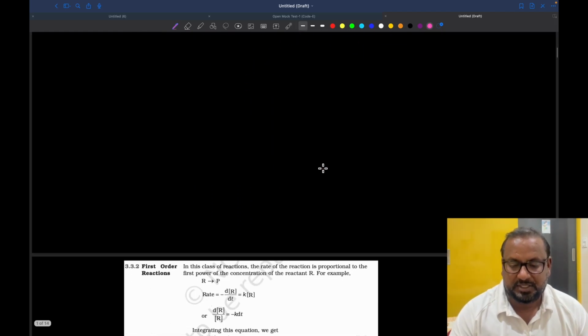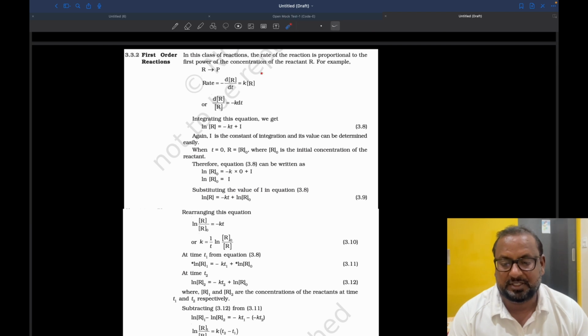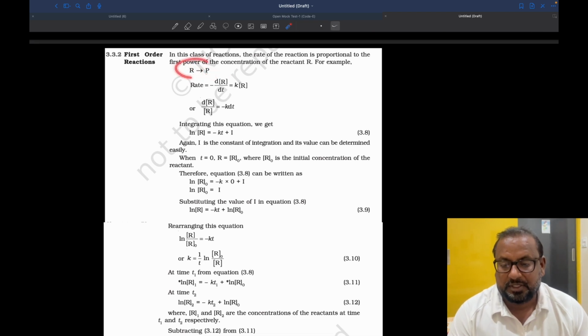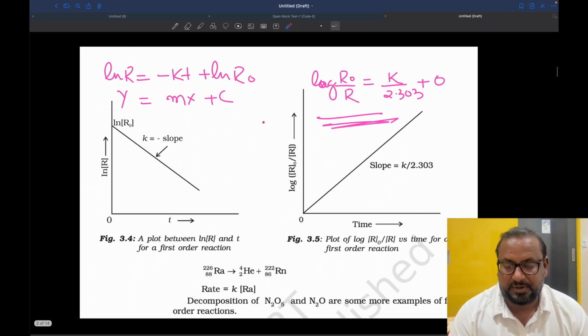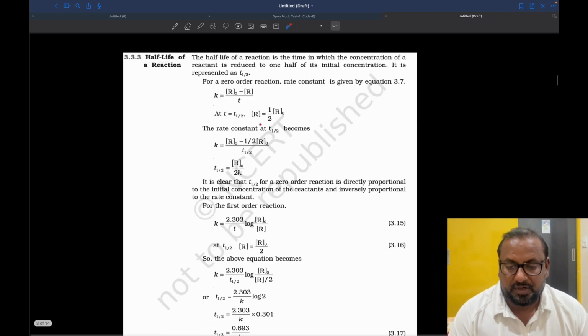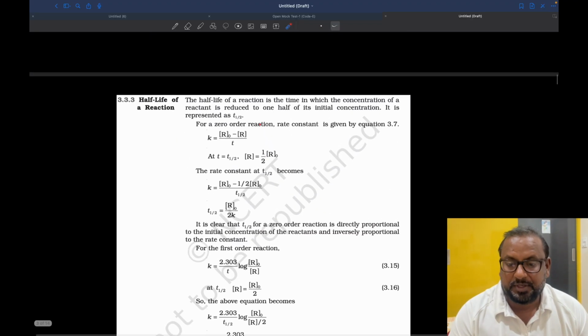So for first order kinetics, we have the derivation in our NCERT. See here, the reactant is converting into product. I'll zoom in here. The rate of the reaction equals minus dR by dt, which equals kR. All these things are there in the NCERT, you can check it.